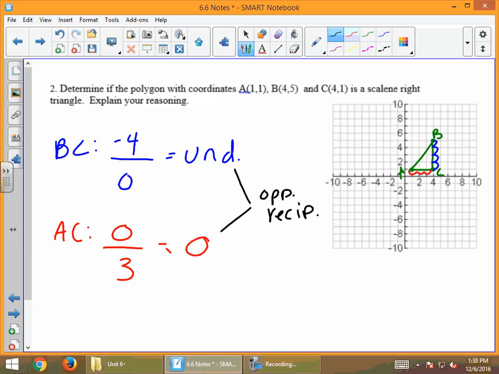What's that mean? Well, if we have opposite reciprocals, they're flipped and opposite of each other. Do we have perpendicular lines? Do we have a right angle? Yes. So is this a right triangle? Yes. So again, undefined and 0 are opposite reciprocals. So we know we have a right triangle.